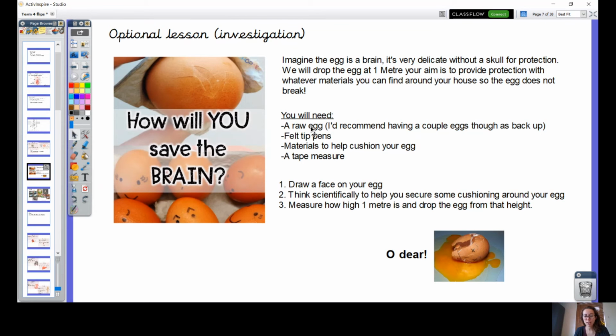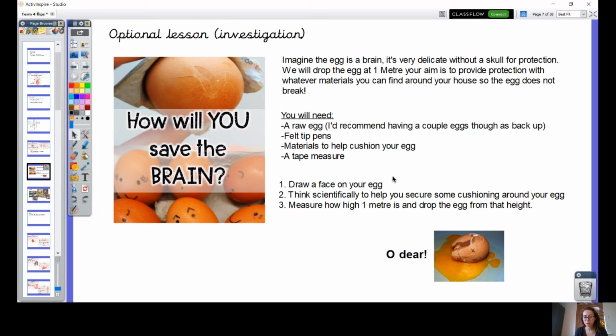So you're going to need a raw egg. I'd recommend having a couple of eggs in case the first one breaks and you want to have another try. Felt tip pens, because we can draw faces on our eggs if we'd like to. Some materials to help cushion your egg, and I'm not going to tell you what they need to be because that's where your imagination has to come into play. What can you see? What can you find? What do you think is going to cushion this egg enough so it's not going to break? And I would recommend some sort of tape measure so you can measure a metre, to make it a fair test.